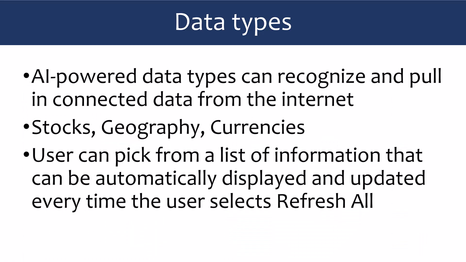In Excel, data types extend the functionality of traditional number and text types by allowing cells to hold connected data. This feature enables users to work with types of data like stocks, geography, and currency more intelligently. Users can pick from a list of information that can be automatically displayed and updated every time the user selects Refresh All.